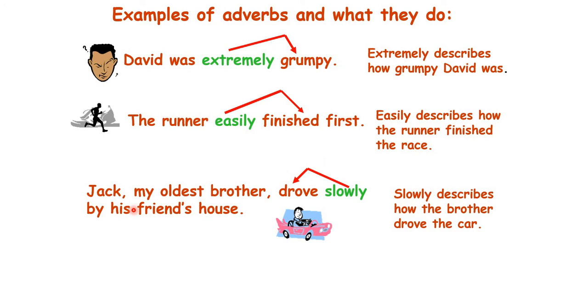The last example, Jack, my oldest brother, drove slowly by his friend's house. So how did he drive the car? He drove it slowly. So slowly, the adverb here, described the verb.